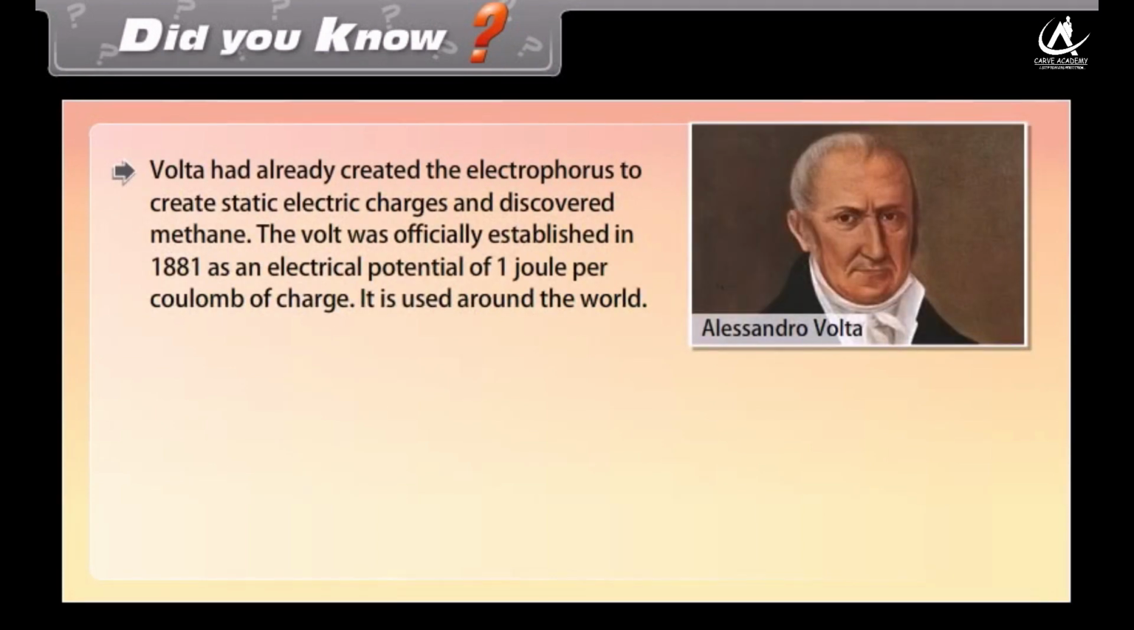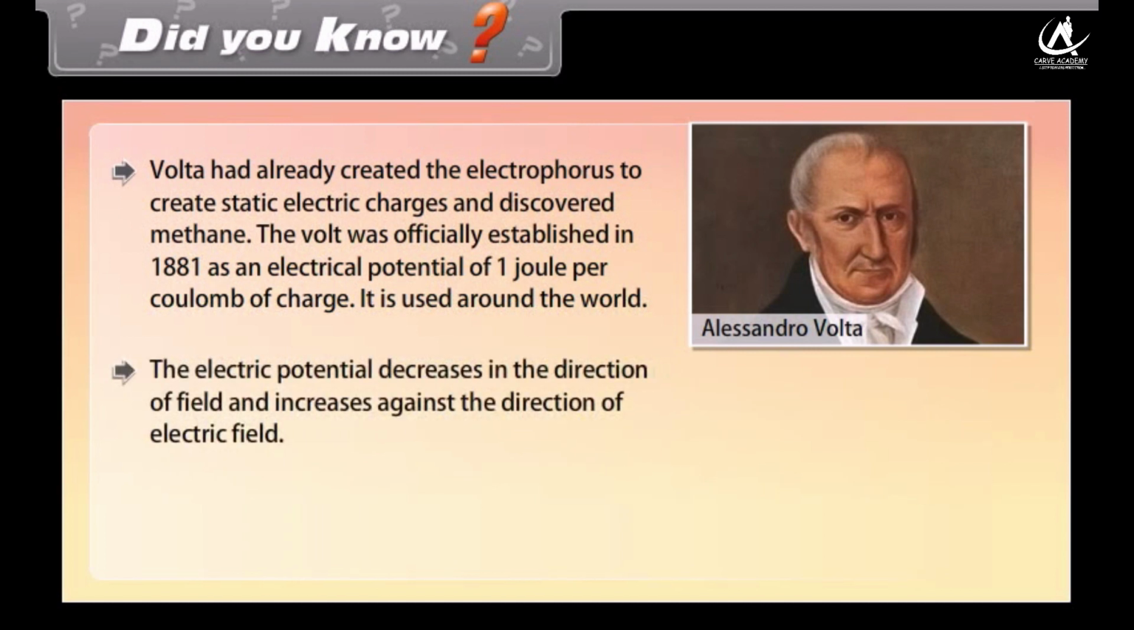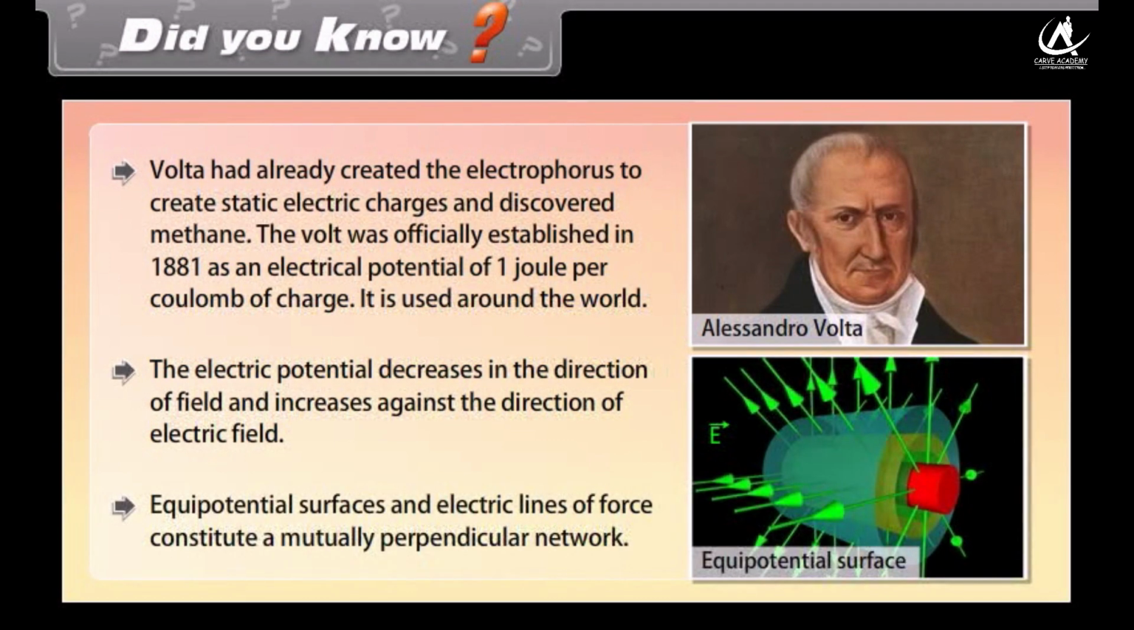Did you know? Volta had already created the electrophorus to create static electric charges and discovered methane. The volt was officially established in 1881 as an electrical potential of 1 joule per coulomb of charge. It is used around the world. The electric potential decreases in the direction of the field and increases against the direction of the electric field. Equipotential surfaces and electric lines of force constitute a mutually perpendicular network.